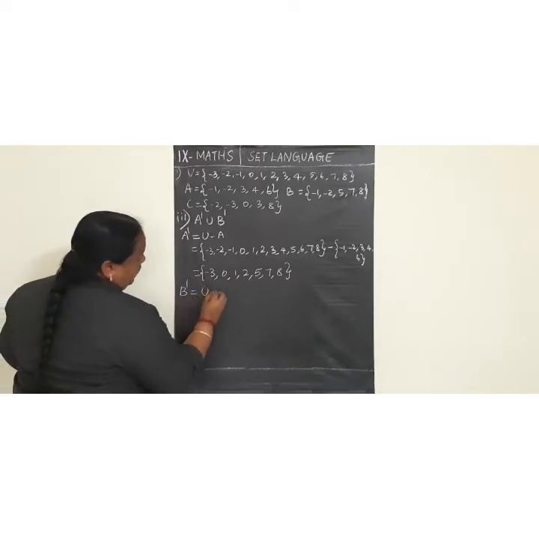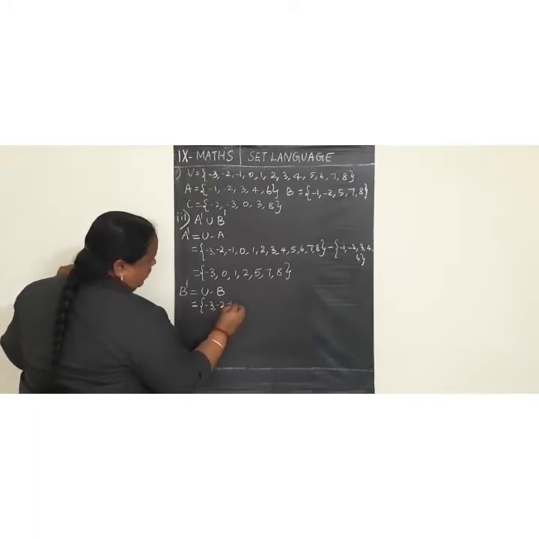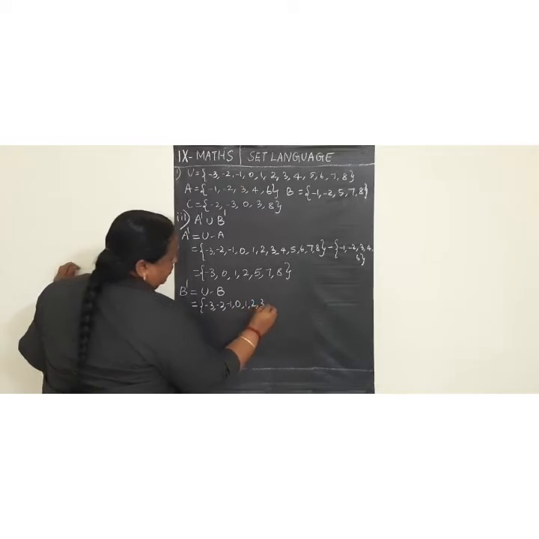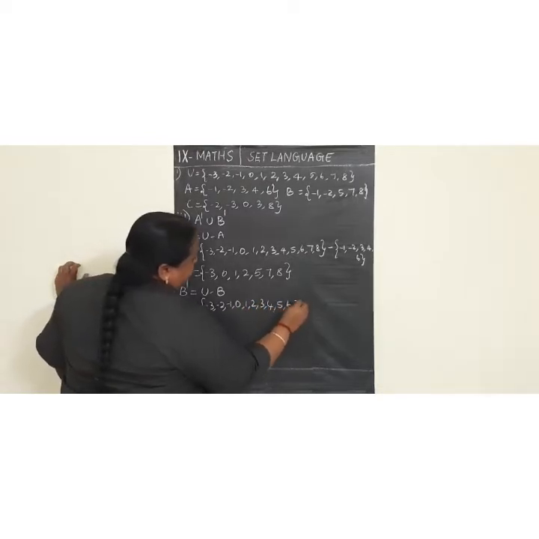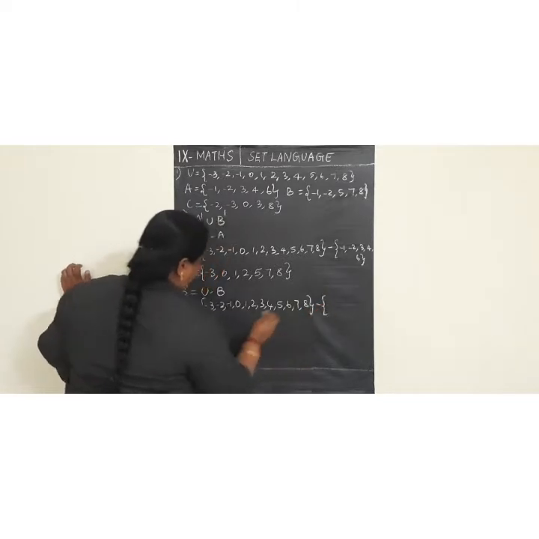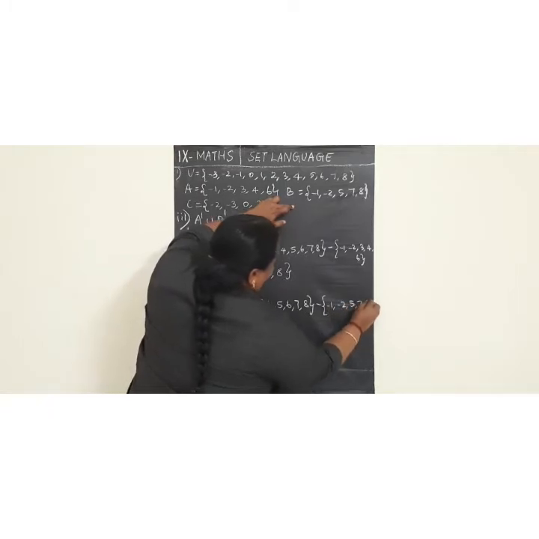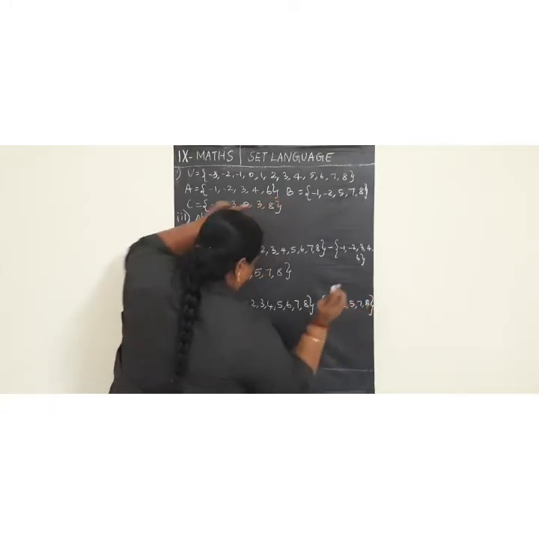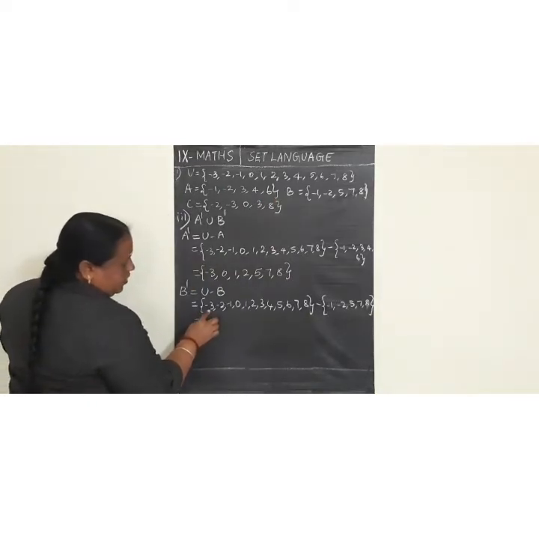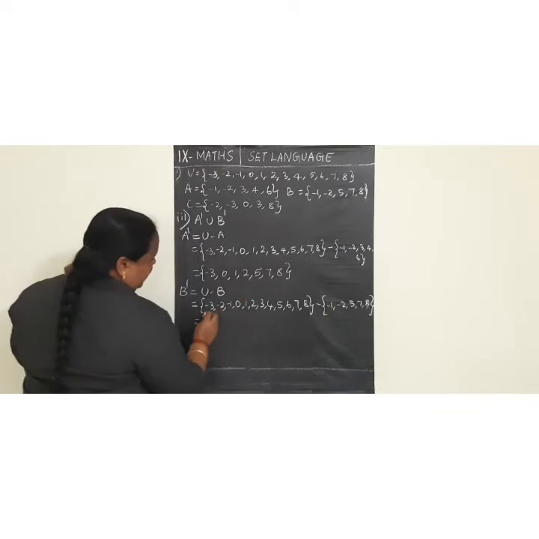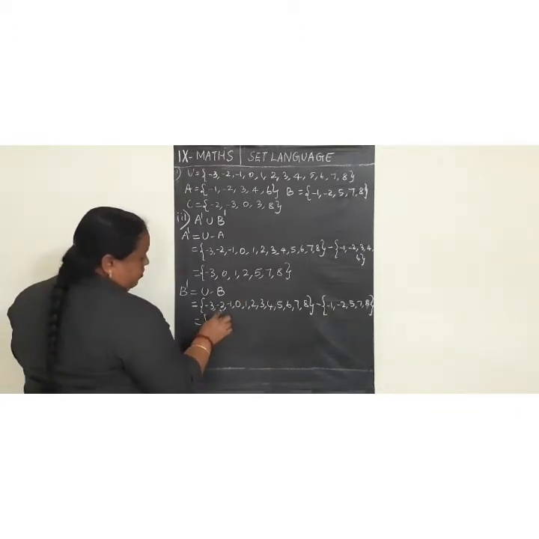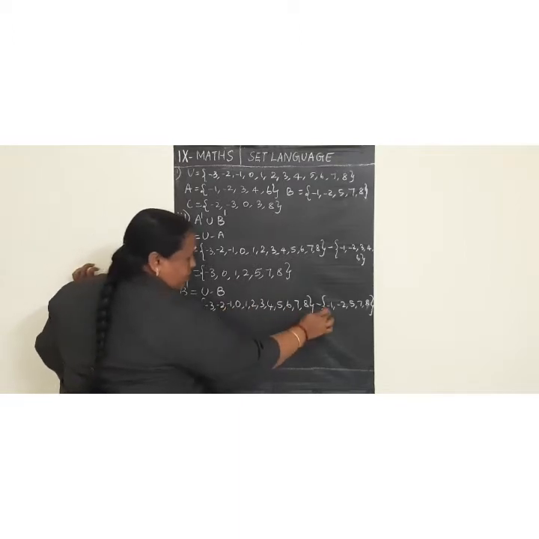B dash is equal to U minus B, equal to minus 3, minus 2, minus 1, 0, 1, 2, 3, 4, 5, 6, 7, 8 minus B. B is minus 1, minus 2, 5, 7, 8. So first, what is the first element in the set U? Minus 3. Minus 3 is not there in the B, so we have to write minus 3. Next element is minus 2. Minus 2 is there in the set B, so we won't write that one. Next element is minus 1. Minus 1 is also there.